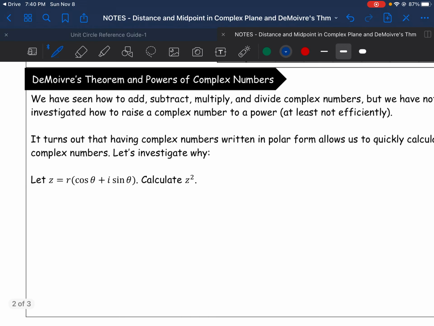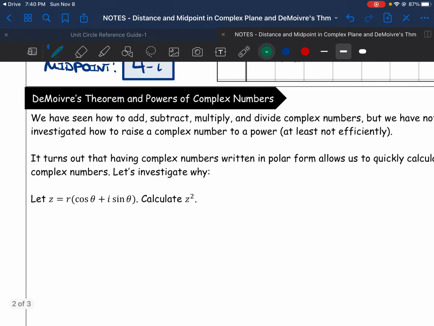Let's say that z is r cosine theta plus i sine theta. So we're working in generality here. Let's go ahead and calculate z squared. Just based off of how we've defined z, z squared, which is just z times z, is going to be r cosine theta plus i sine theta times itself, r cosine theta plus i sine theta.